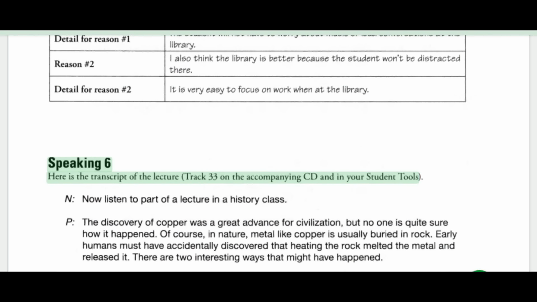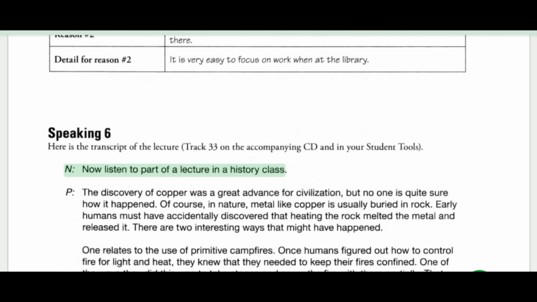Speaking 6. Here is the transcript of the lecture, track 33 on the accompanying CD and in your student tools. Now listen to part of a lecture in a history class.